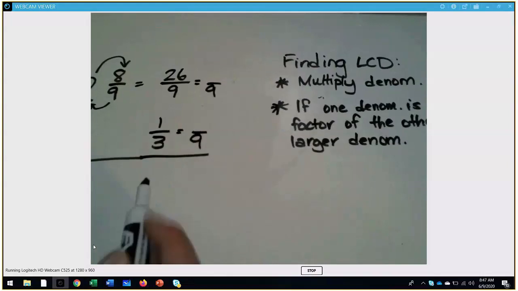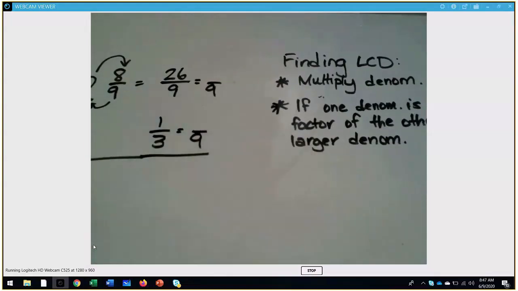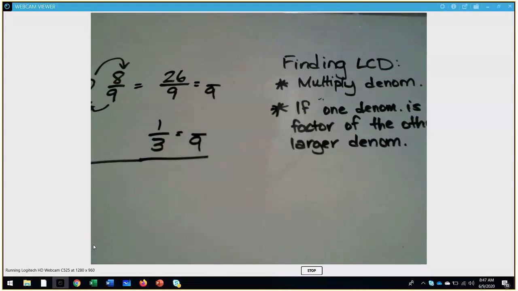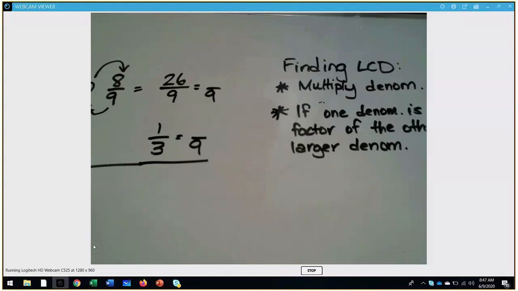So if you're looking at, for example, 5 and 25, since 5 goes into 25, choose 25 for your denominator. If you're looking at, let's say, 10 and 40, 10 goes into 40 evenly, so your denominator would be 40. If you're looking at 7 and 14, 14 would be the common denominator. Anytime one divides the other, pick the larger of the two. It'll always work. That's another method.